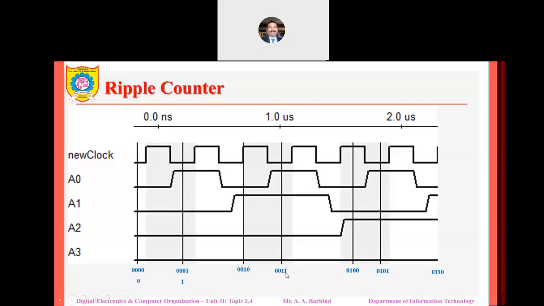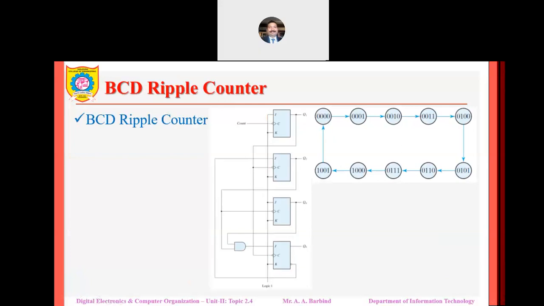If you look at this pattern, the output of the flip-flops is incrementing by 1: 0000, 0001, 0010, 0011, 0100, 0101, 0110. So it is acting as a counter. We can show the state machine for that. We can also convert that into a BCD counter, which we shall see in the next class.